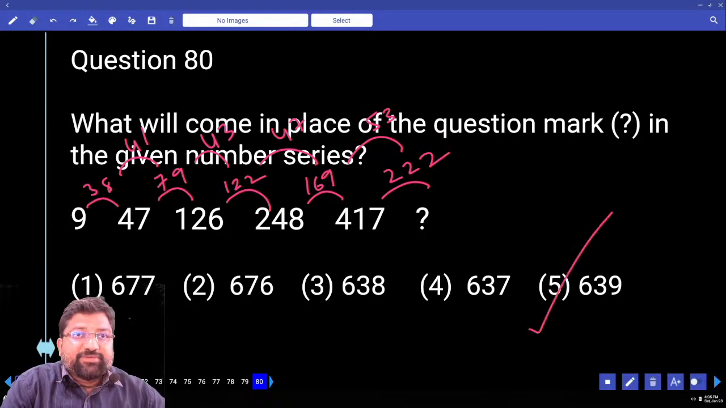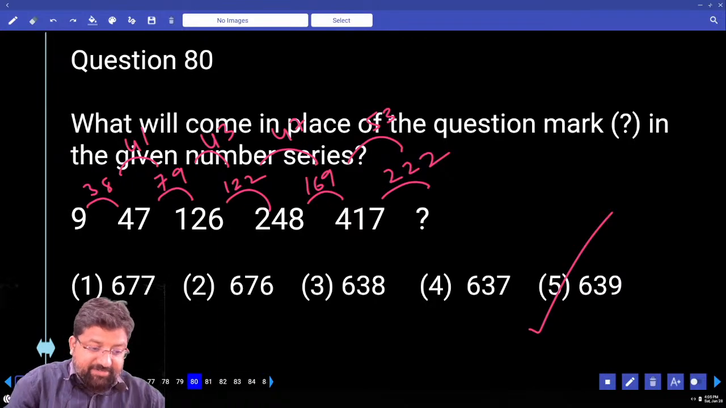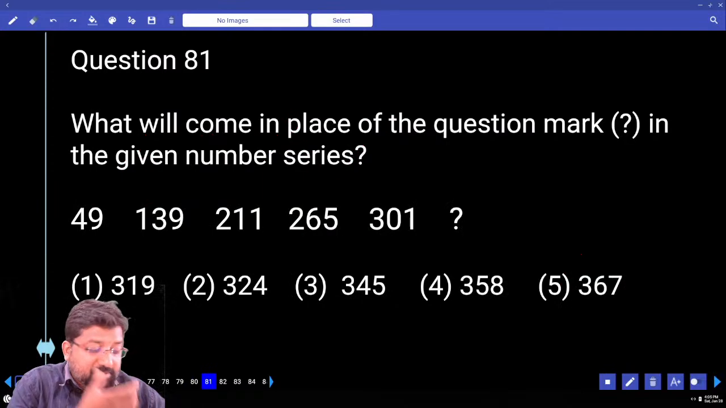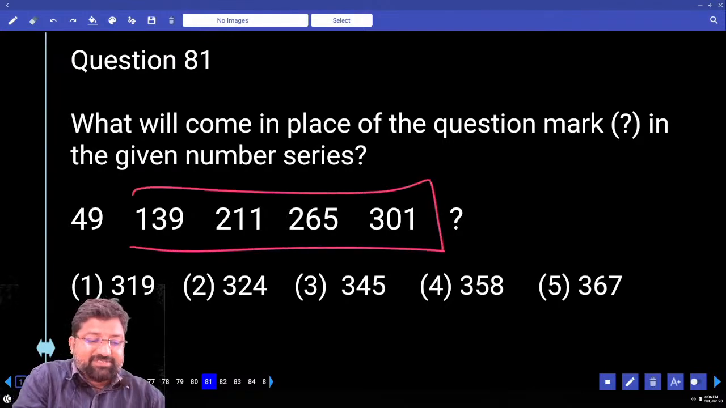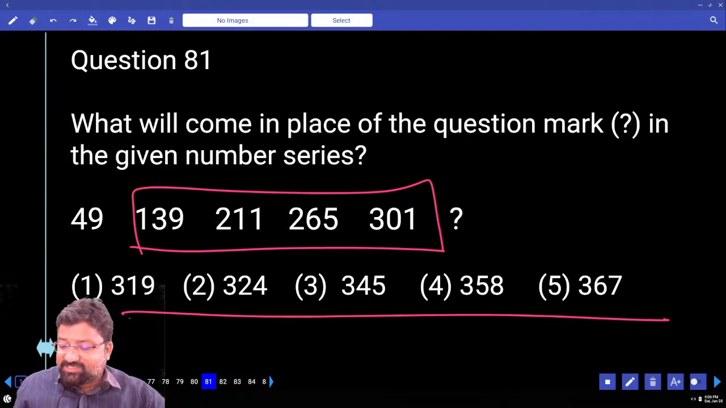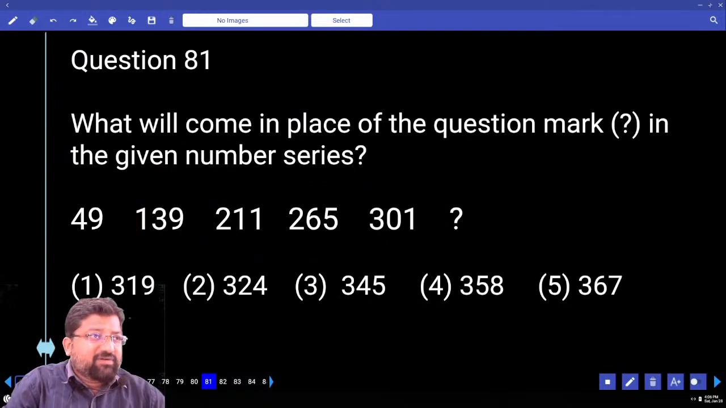Clear? You take the difference, you don't understand anything, immediate step, go for difference of difference. Increasing order, decreasing order? Huge or gradual? Gradual, because all these are 3-digit numbers, and in the options also I see 3-digit numbers. So I don't consider this as huge increase. We'll only go for gradual increase.